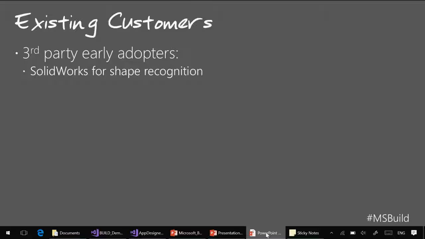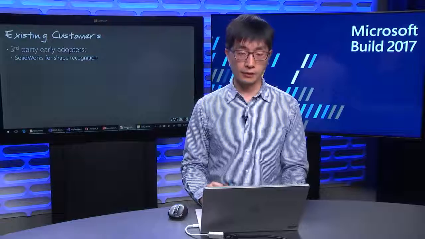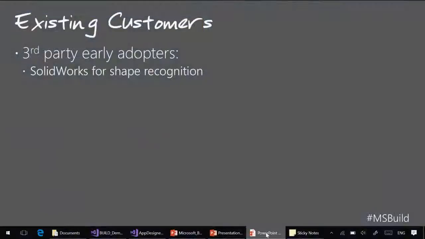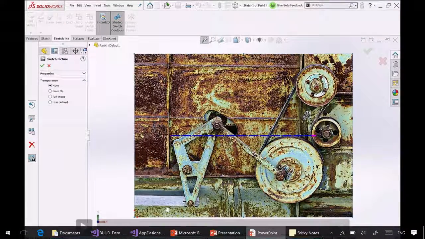We also got some third-party companies that joined as early adopters to help us with the API. The first one I want to show is SolidWorks. It's a 3D CAD software, and they use ink analysis and pen input for the user to draw shapes and convert them into CAD shapes. So here's the demo video.